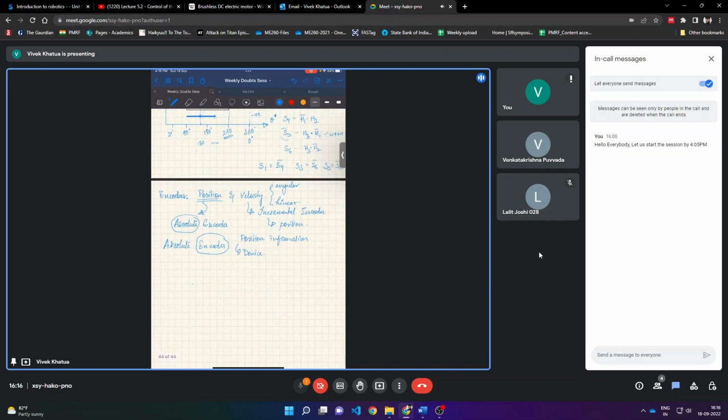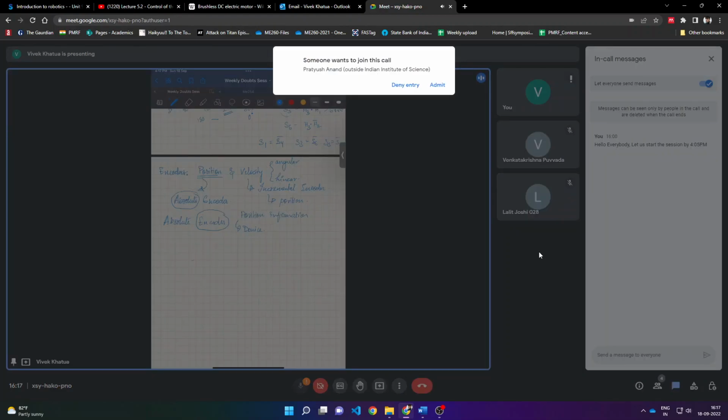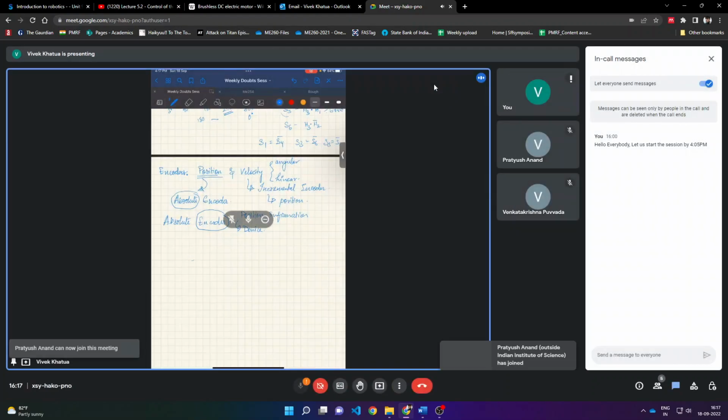So here we cannot have that kind of an approach because a hall sensor is quite big, and having such resolution for every other angle will be a little difficult.